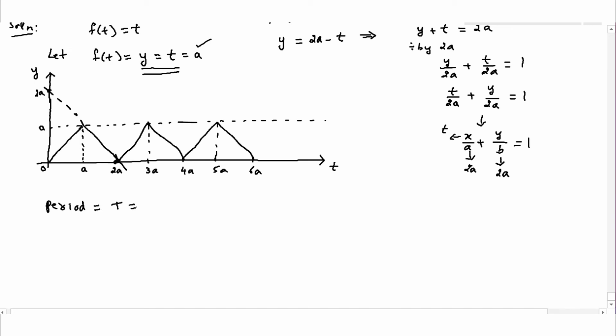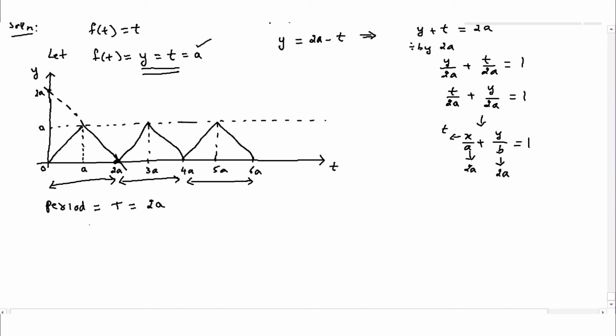If you observe the period, it is given. If you go back to the question and check, the period T in this case is 2a. So the period is 2a. You can see the cycle also is 2a. For every 2a period, the graph is replicating itself. It completes the cycle with period 2a.